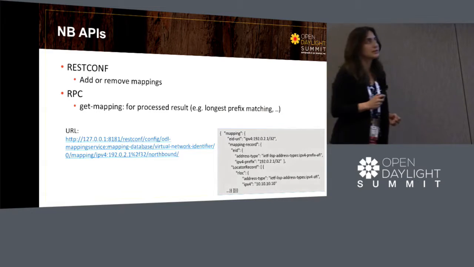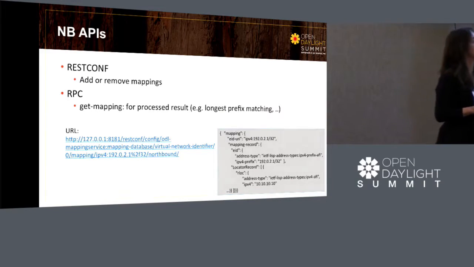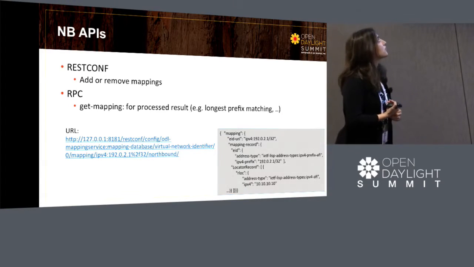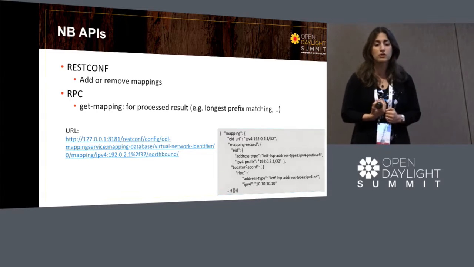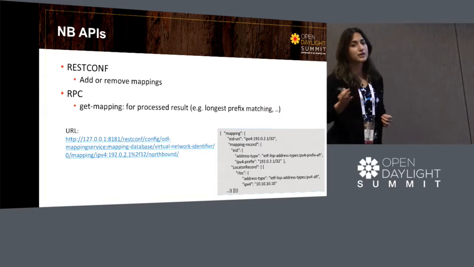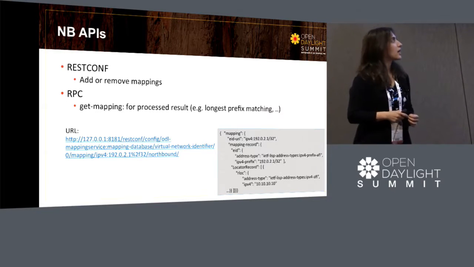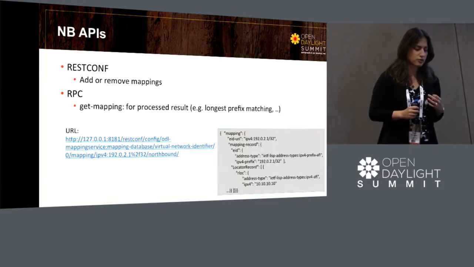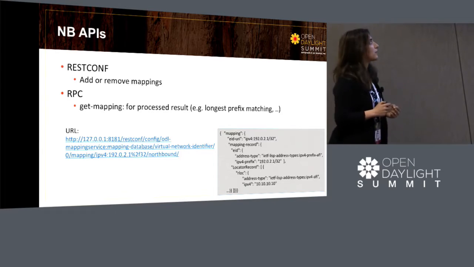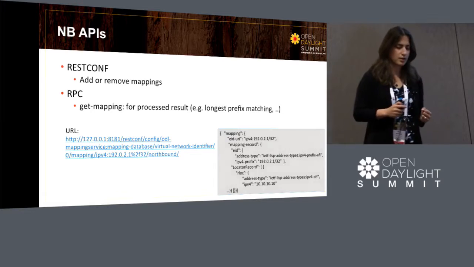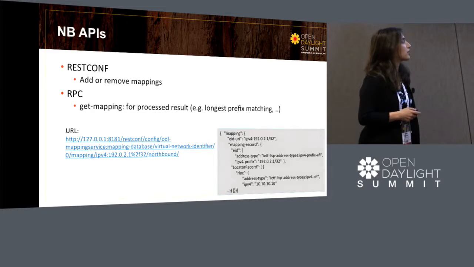So in terms of APIs, this is an example of how you would add a mapping. We support RESTconf APIs, and you would use the pure RESTconf aspect for adding or removing mappings. But in order to get the processed results, such as the longest prefix matching for IP, you have to use the RPC so that we can insert our logic in there and implement those processing parts.